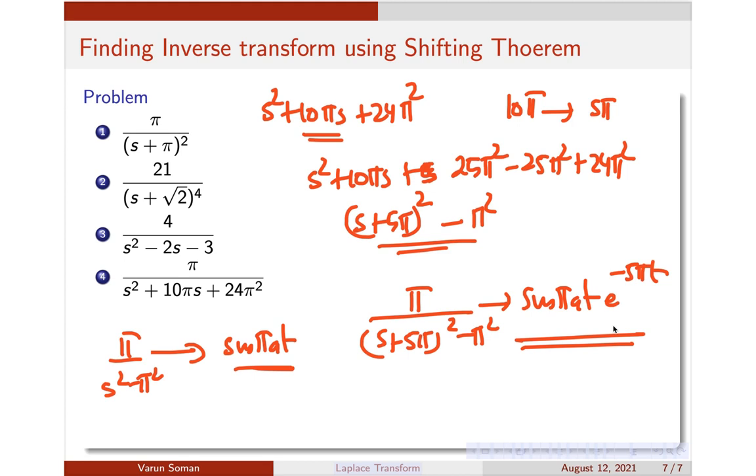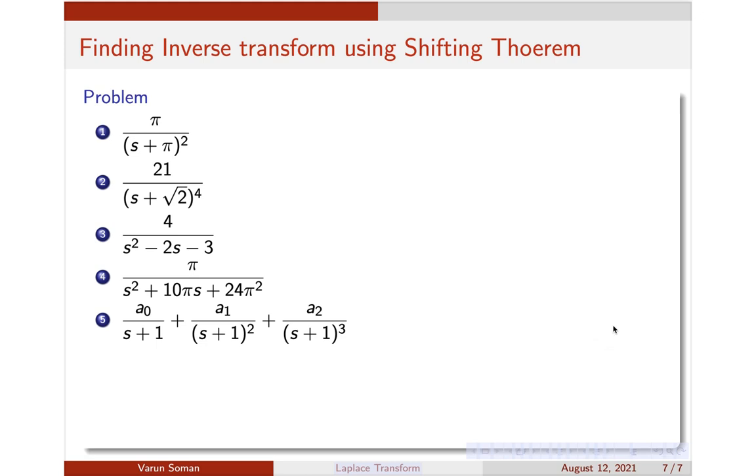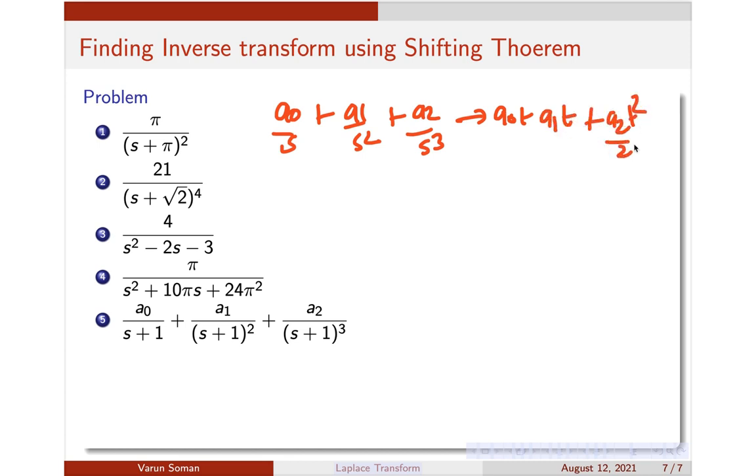Suppose you have another problem also. This is another problem, so I hope you can do this problem by yourself. It is of the form a naught by s plus a1 by s square plus a2 by s cube. This problem you can easily do. What is the inverse transform? This will be simply a naught plus a1 t plus a2 t square by 2 factorial, but in place of s you have s plus 1. So the final answer will have a factor of e raised to minus t also. So please try to do it and convince yourself of this answer.